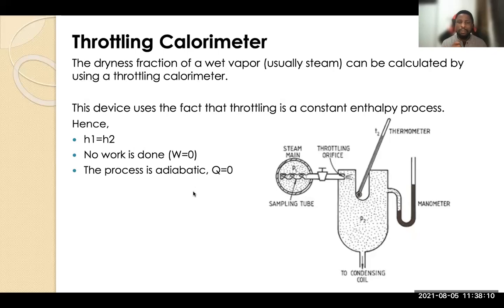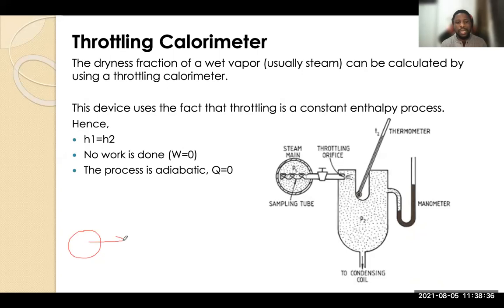There is a pumping of the petrol, and there is a movement of the petrol through a valve. So in throttling, that is what happens. Your steam comes in as wet steam from the steam pipe. So there is a boiler generating the steam.